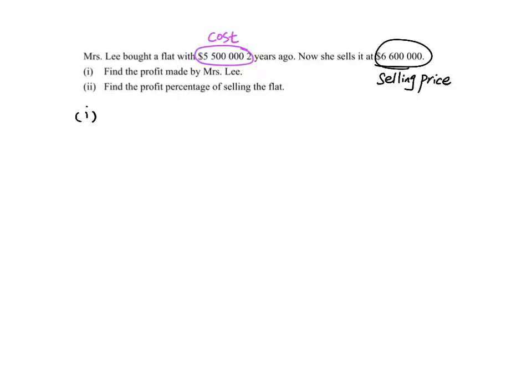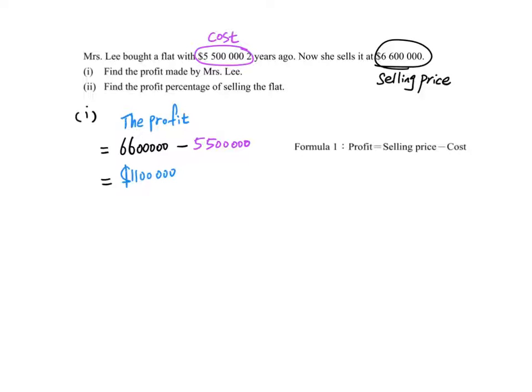For part 1, you need to find the profit. It is equal to the selling price minus the cost. The final answer is $1,100,000. For part 1, I'm using this formula to find the profit, selling price minus cost.